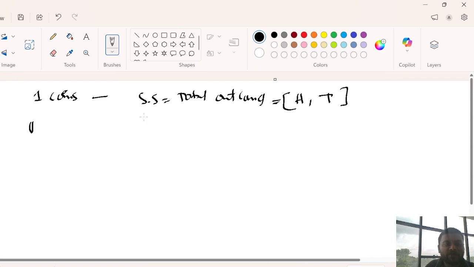And if I ask you what is the probability of getting one head as the output, probability by definition is favorable outcomes by total outcomes, right?